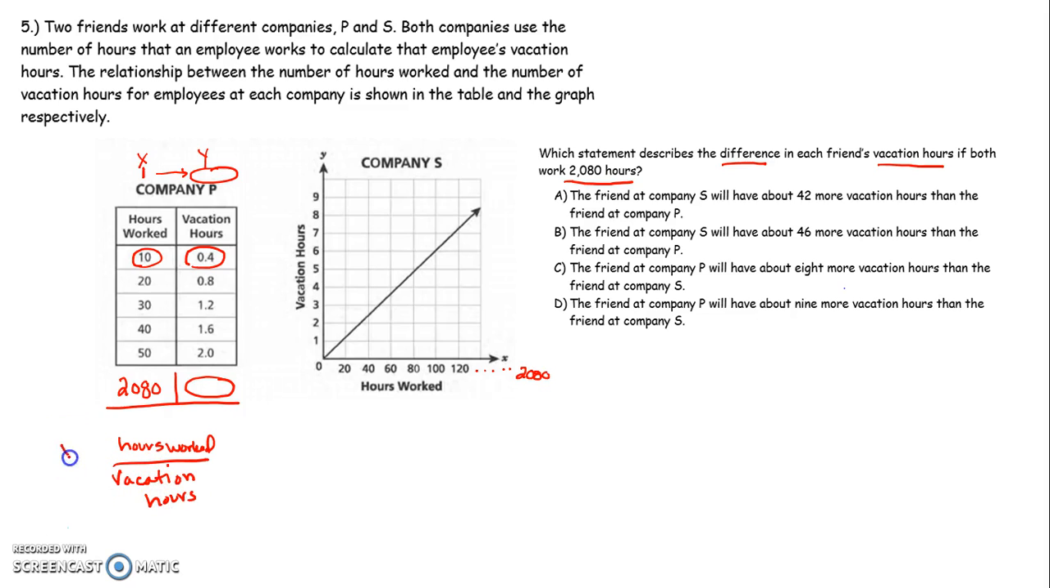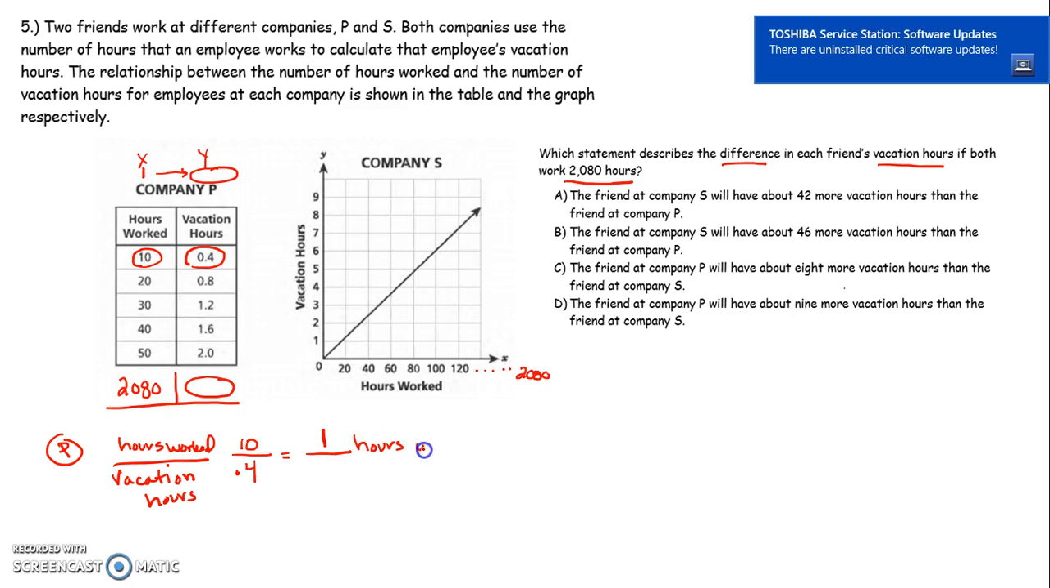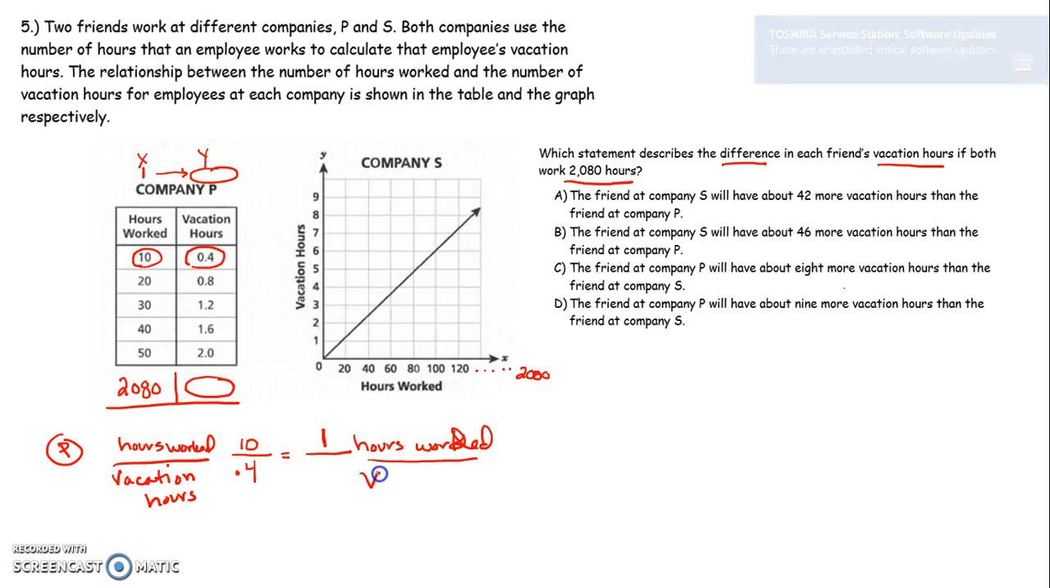And this right here is for company P. So I know if we work 10 hours, we earn 0.4 vacation hours. So I could figure out if I only worked 1 hour, how many vacation hours would I earn? Lots of ways to go about this.